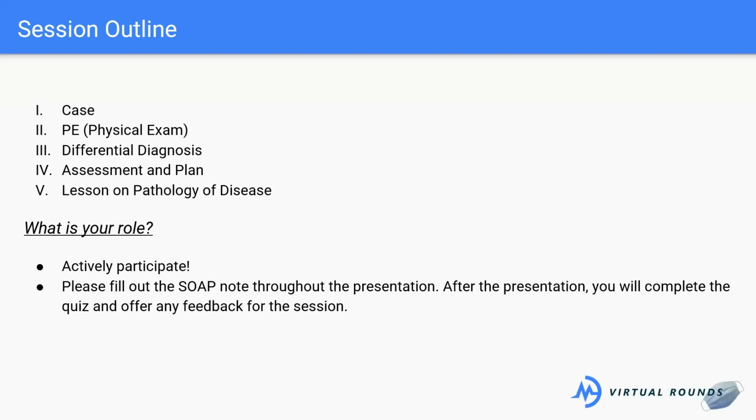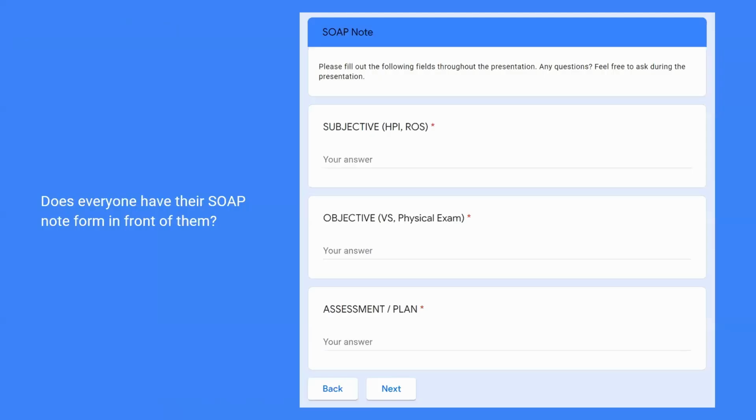All right, so here's the session outline. We'll just go through the case and then we'll get more information as we go along. And you're welcome to fill out your SOAP note throughout. And then at the end of the presentation, there will be a quiz and then an opportunity to also provide feedback. Okay, so here's just what the SOAP note looks like. You should have access to this. And again, if you don't, just let me know.